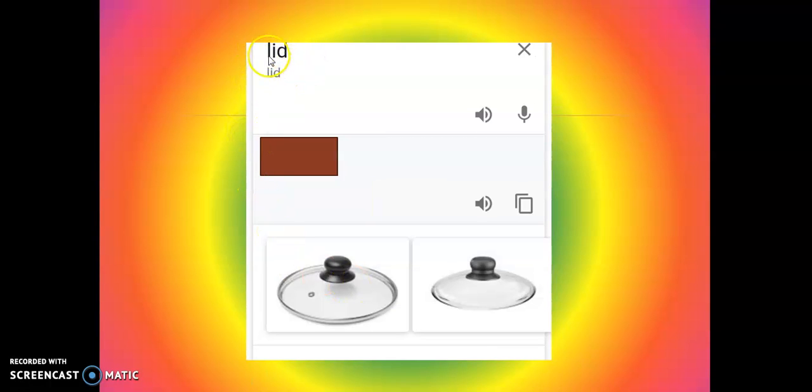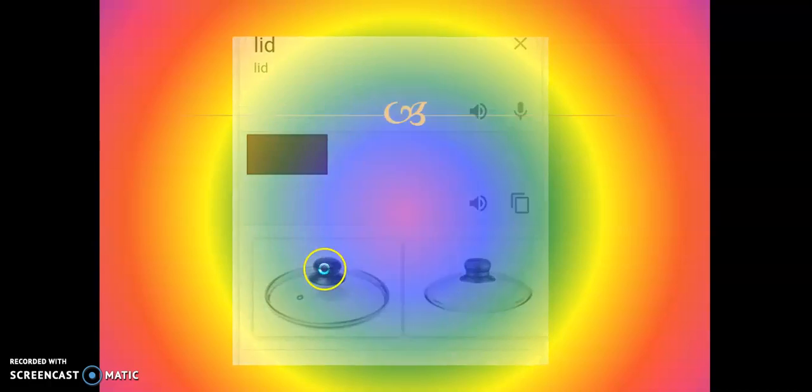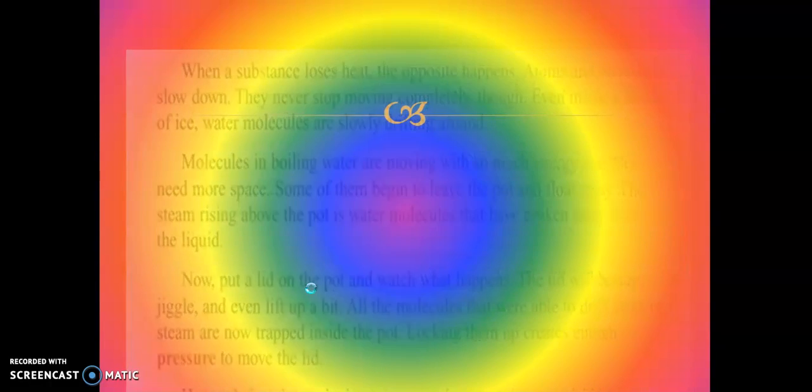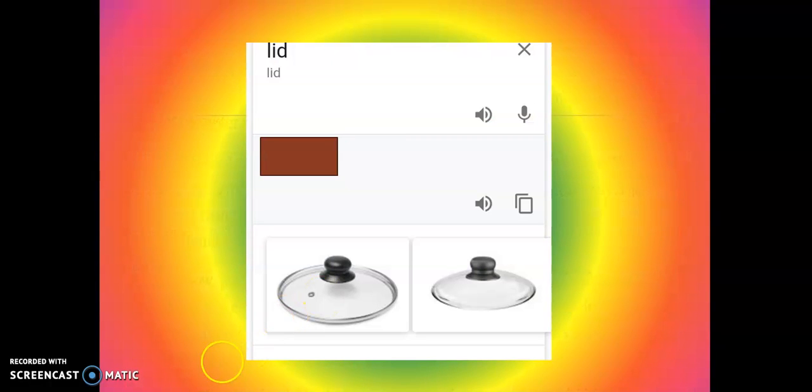Lid is this thing that we use on the pot. And the pot is the other part. The other part is the pot, right? The part that is in here, where we put things inside, is the pot.